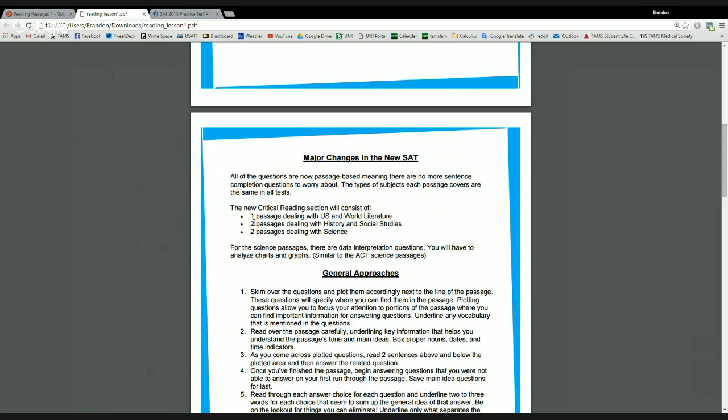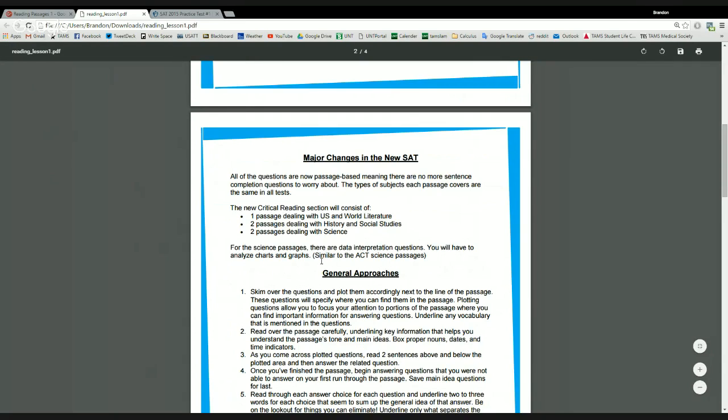For the science passages, there are data interpretation questions, and you'll have to analyze charts and graphs. This is similar to the ACT science passages, if you have taken the ACT or will.